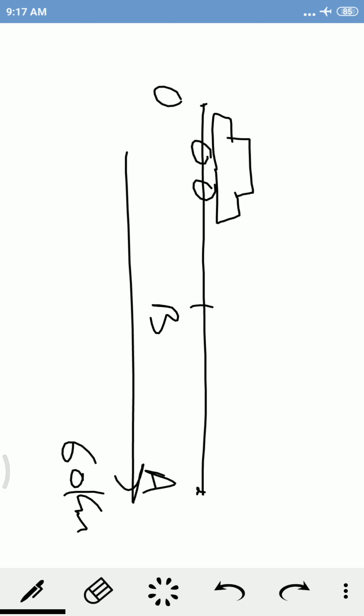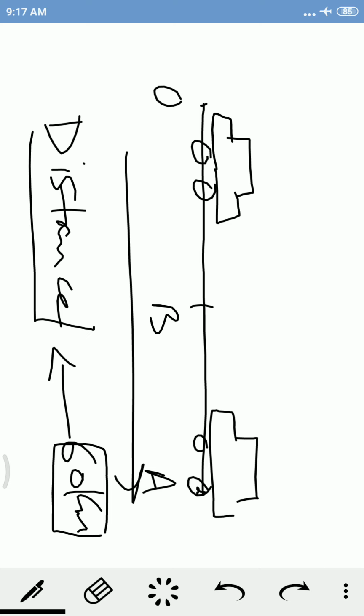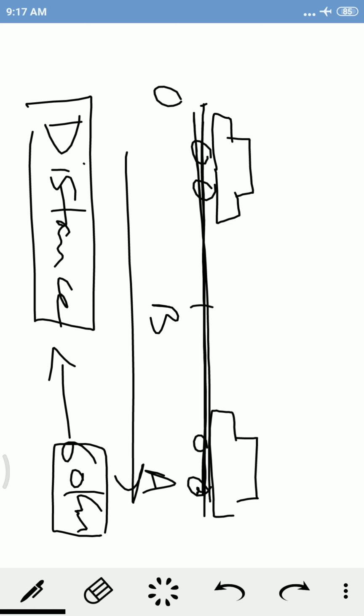So the total path covered by the car is 60 kilometer. This quantity is known as distance. The actual path covered by the car is the distance.